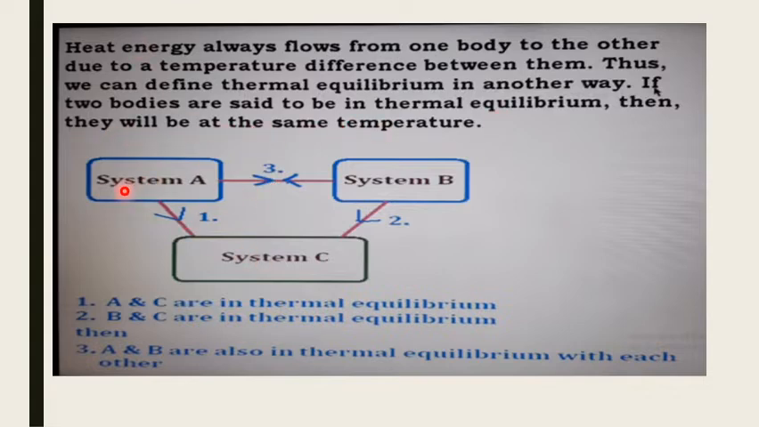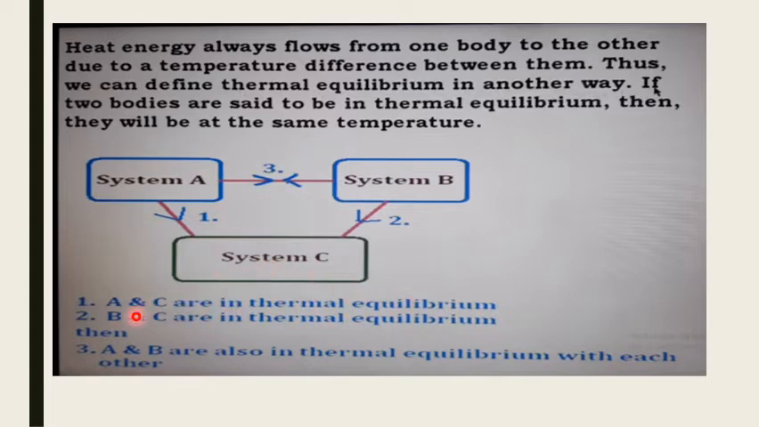Here you can see three systems, system A, system B and system C. First you take system A and system C. If the temperature is more in system A and the temperature is less in system C, so what will happen? It transfers from higher temperature to lower temperature. So system A and system C are in thermal equilibrium.